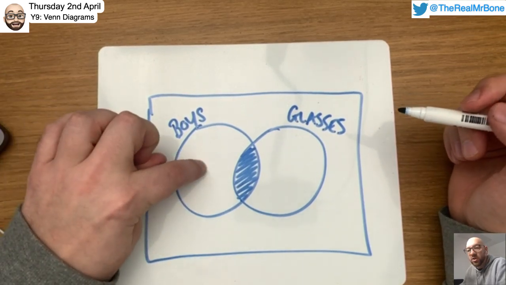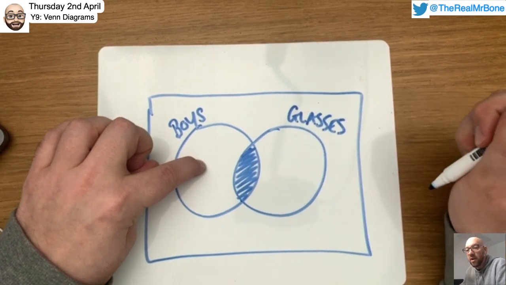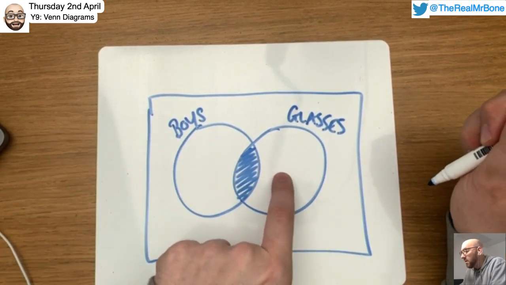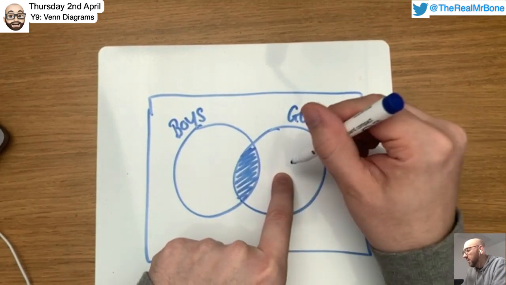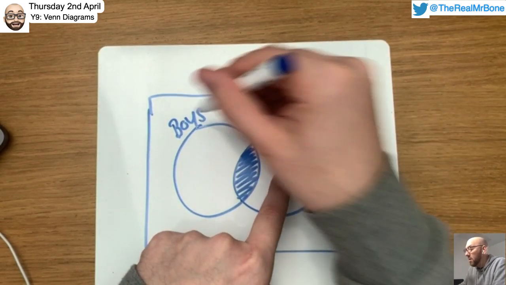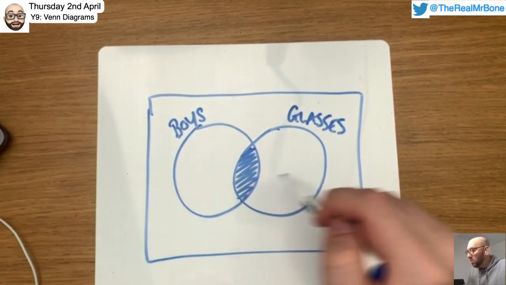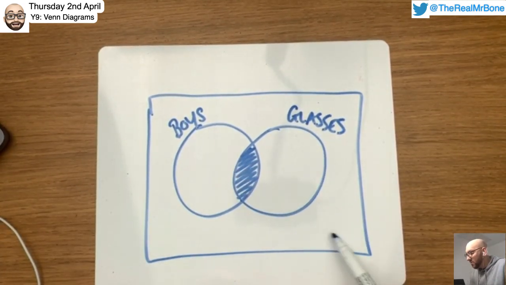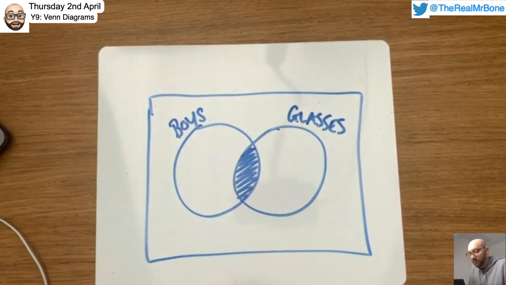If you were stood in this type of section, you would be a boy still, but you would not be a glasses wearer. If you were over here, you are a glasses wearer, but you can't be a boy. So we're thinking of the females or anyone who does not associate themselves as a boy, but still wears glasses in there. And if you are not a boy and you do not wear glasses, you will be outside of the circles, in this big floaty area of the box. Okay, that is what a Venn diagram is all about.